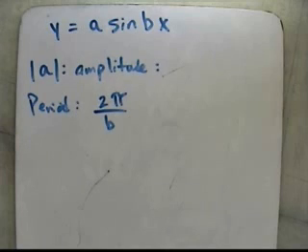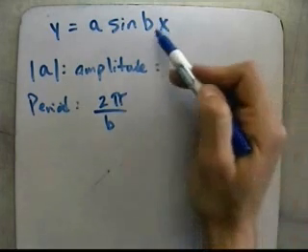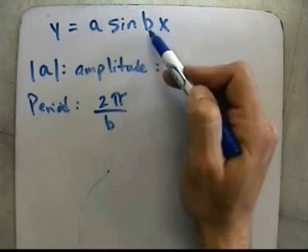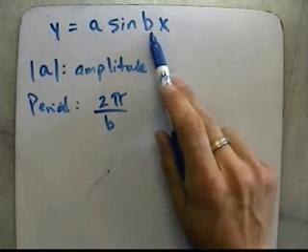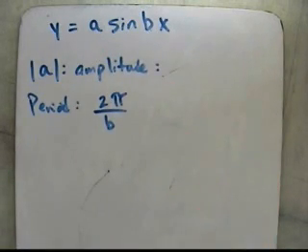Wait, period is B? The period is always 2 pi divided by B, whatever that B value is. Okay? So if I put a number there, that's going to basically accordion the graph. It's going to either squish it in or stretch it out, one of the two. If I put a number in the front, that's going to stretch it up or squish it down, one of those two, or both.